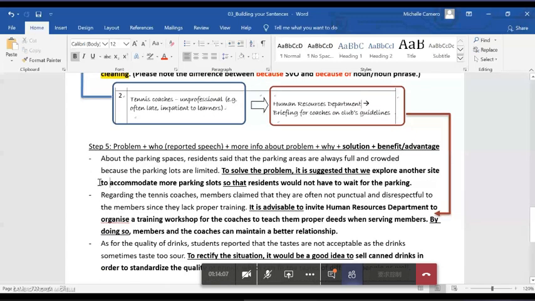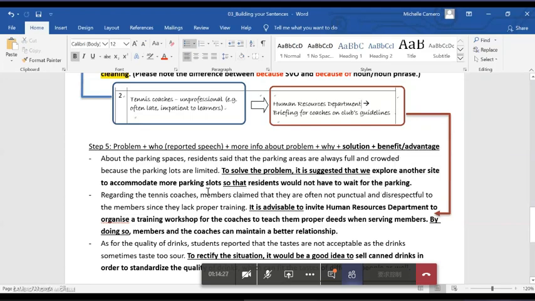So this one is about the parking spaces. About the parking spaces, residents said that the parking areas are always full and crowded because the parking lots are limited. To solve the problem, it is suggested that we explore another site to accommodate more parking slots. That's the solution, so that residents would not have to wait for the parking. That's the advantage of the solution.